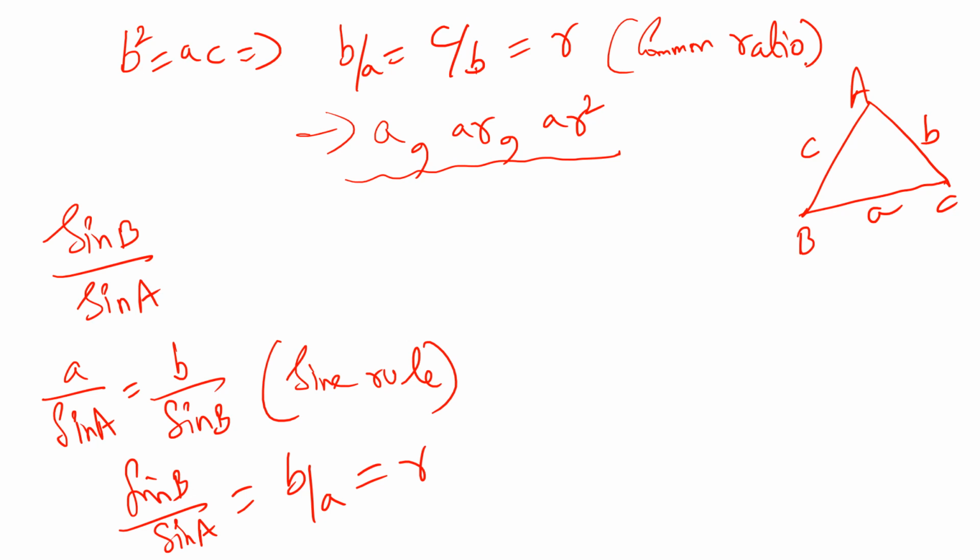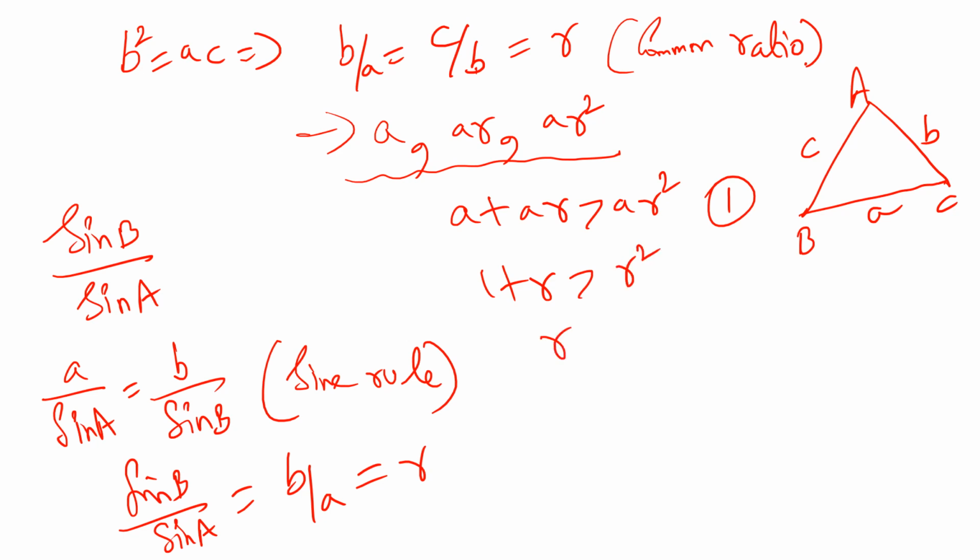Now, one thing strikes us, and that is we can use triangle inequality. Because in any triangle, the sum of two sides is always greater than the third one. So I can write a plus ar greater than ar square. This is the first triangle inequality that I can use. So that means 1 plus r will be greater than r square, or I can say r square minus r minus 1 will be less than 0. Now let's make the factors of this quadratic expression and use wavy curve method to find the interval for r.